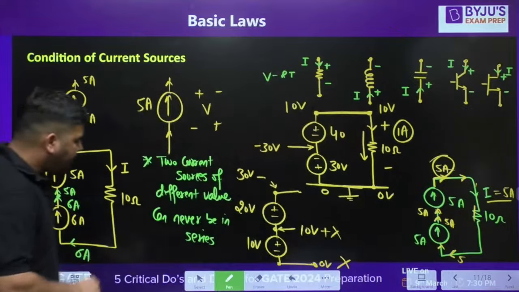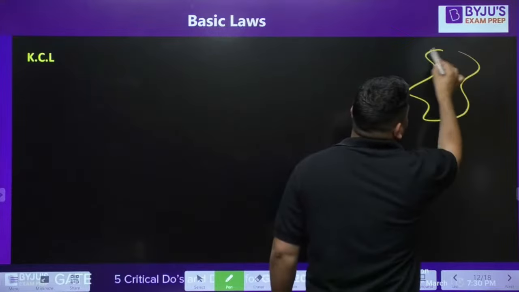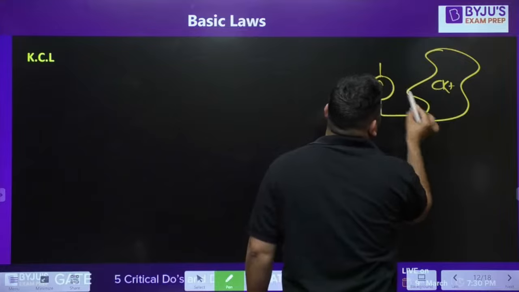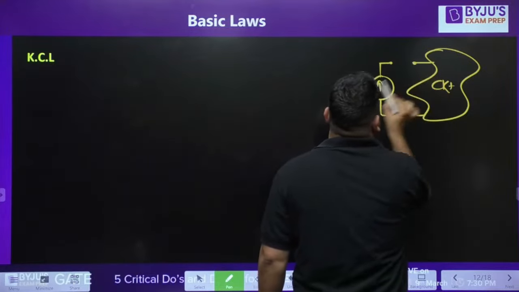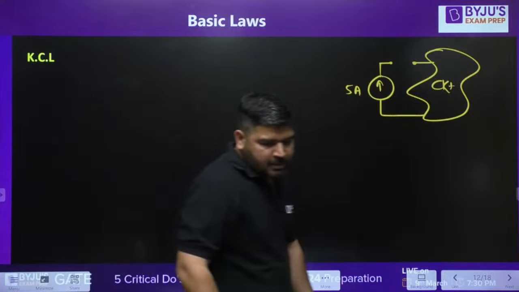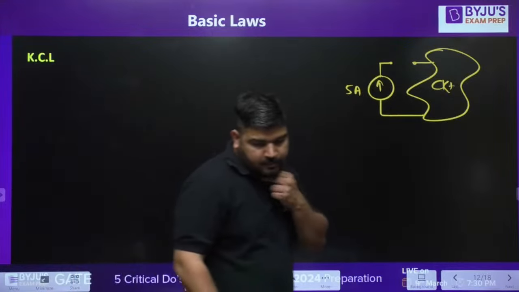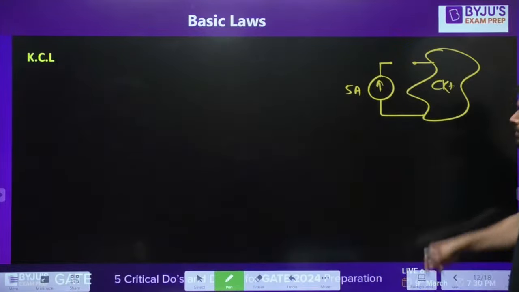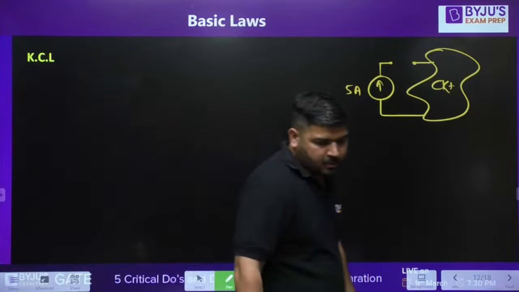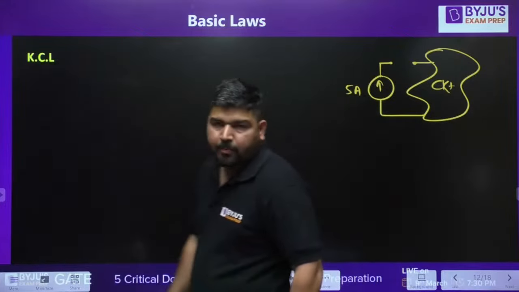But before that, I want to ask you one more thing. Let's say you have a circuit like this. And I take a current source like this. Can I open circuit this current source? Is it a valid circuit? Can I keep this current source open? Tell me, everyone.